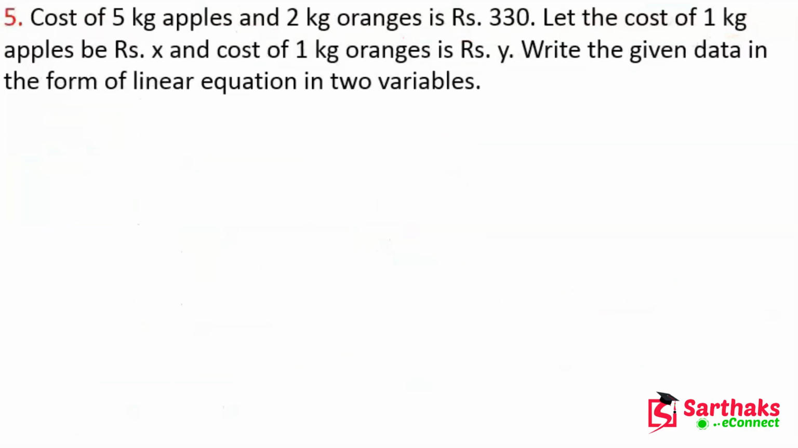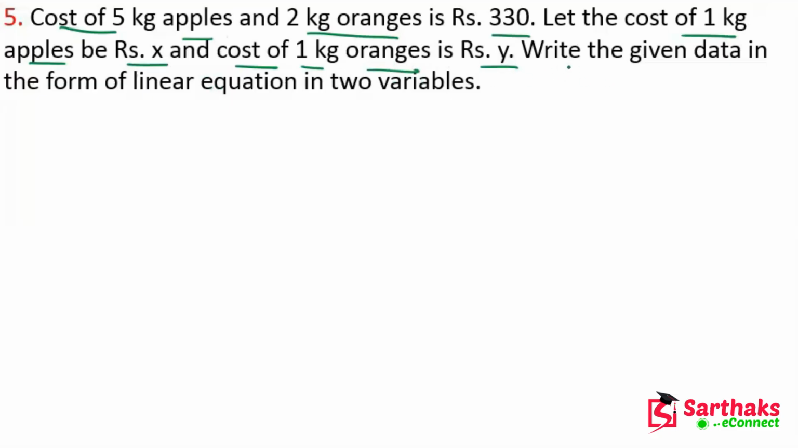So now my dear friends, the next question is: the cost of 5 kg apples and 2 kg oranges is rupees 330. Means the total cost of 5 kg apples and 2 kg oranges is 330 rupees, and let the cost of 1 kg apples be rupees X, and the cost of 1 kg oranges be rupees Y.